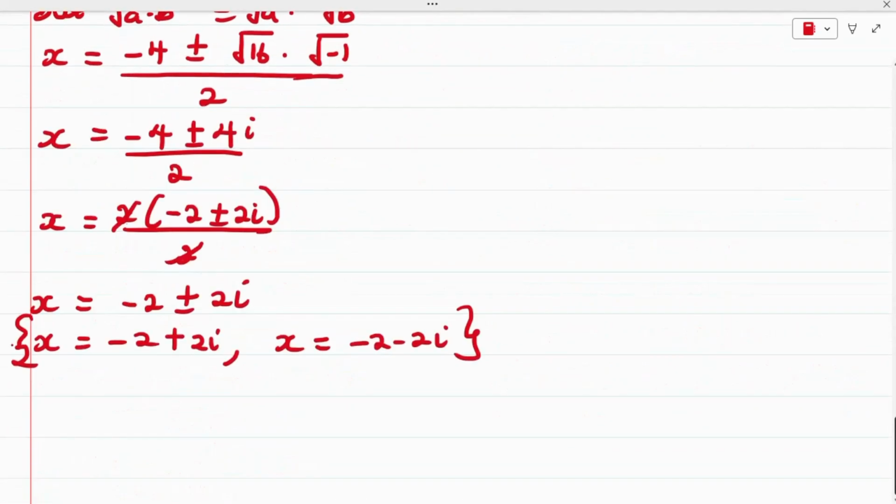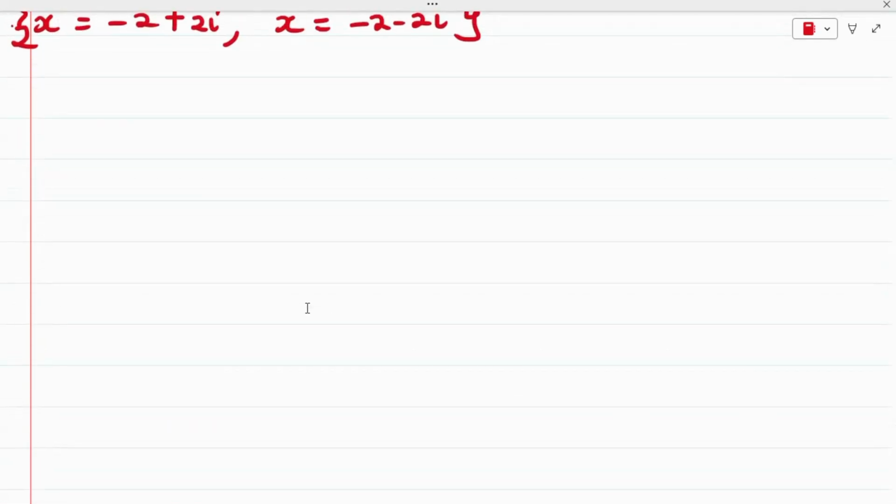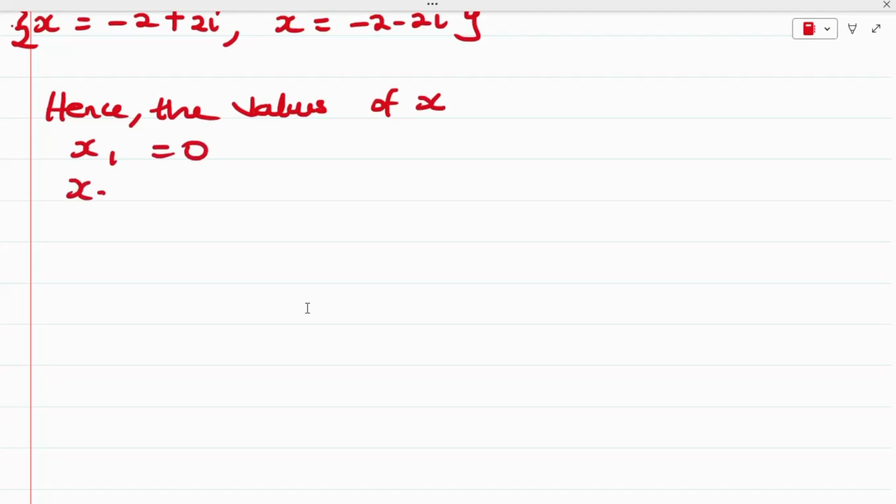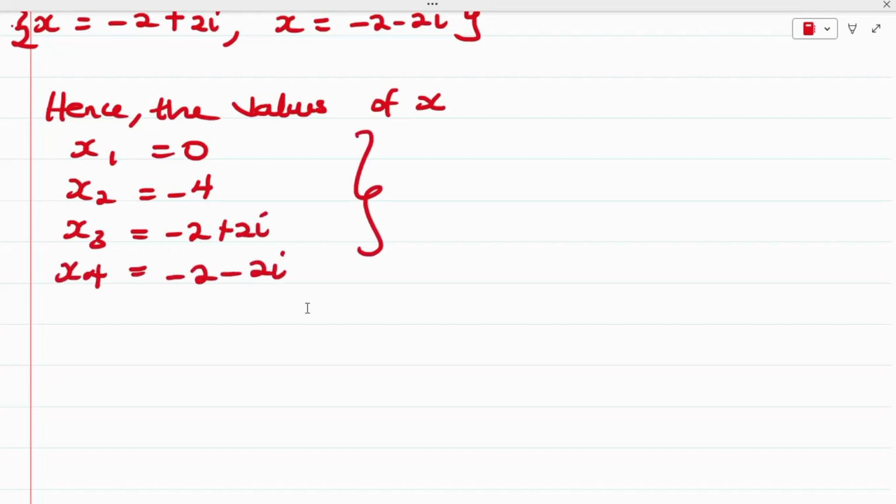So guys, hence we have been able to find all the values of x. So we say hence we have that the values of x are given as follows. x1 is equal to 0, x2 is equal to −4, x3 is equal to −2 + 2i, and x4 is equal to −2 − 2i, and these are the values of x.